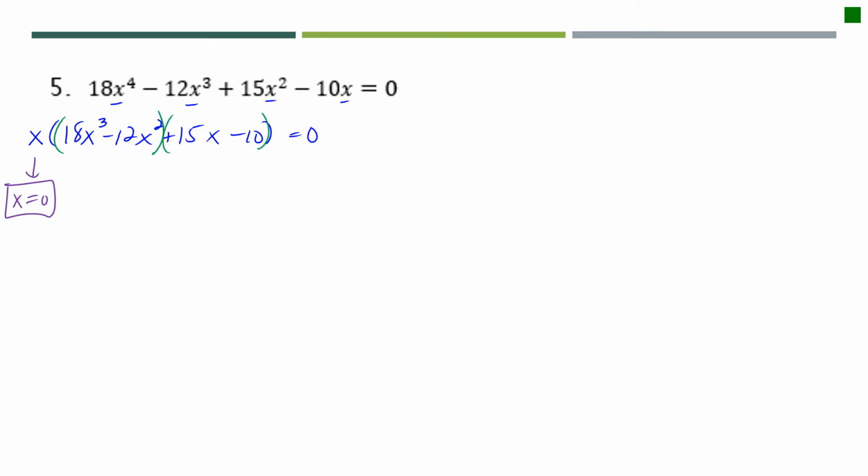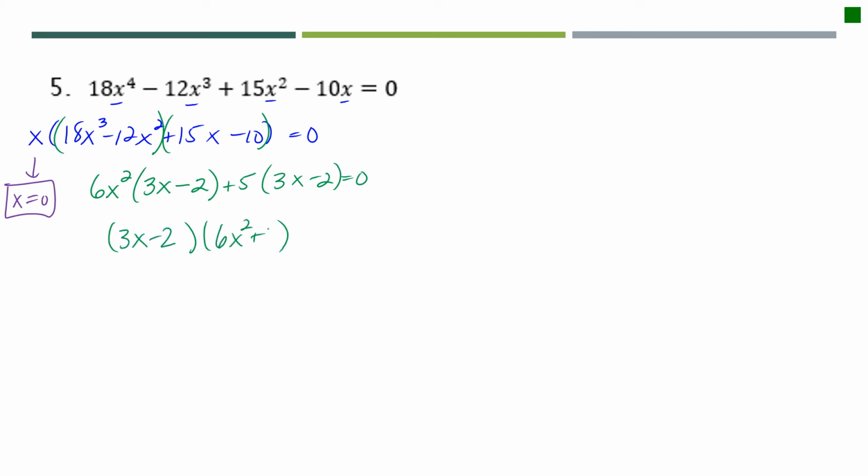Let's see, I can take out a 6x squared from the first group, and then I would have 3x minus 2 left over. From the second group I can factor out a 5, and I would have 3x minus 2 left over again. So I have 2 parentheses, 3x minus 2 and 6x squared plus 5. Now my first set of parentheses is not going to be too bad.